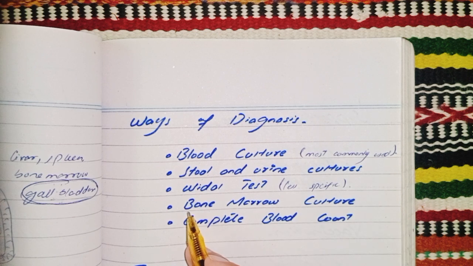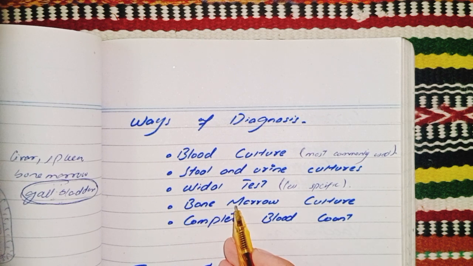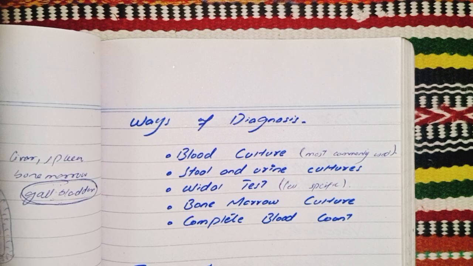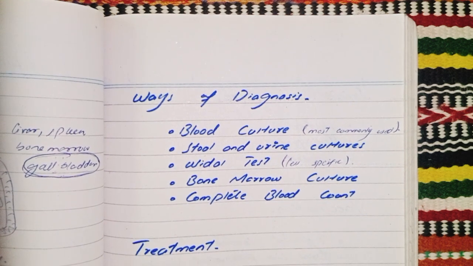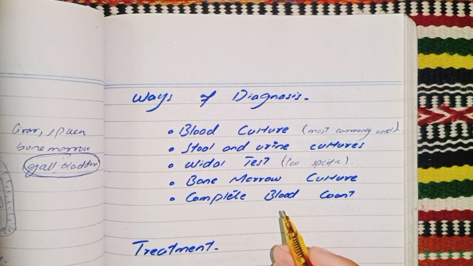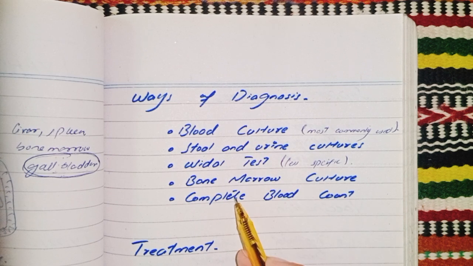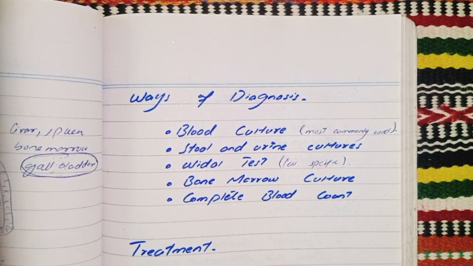Our fourth way of diagnosis is bone marrow culture, considered the most sensitive test, especially in cases where antibiotic treatment has already begun. Our last way of diagnosis is complete blood count. CBC may show anemia, leukopenia, or leukocytosis. Leukopenia means low white blood cell count, and leukocytosis means high white blood cell count. Okay, these are the five ways for diagnosis of typhoid fever.